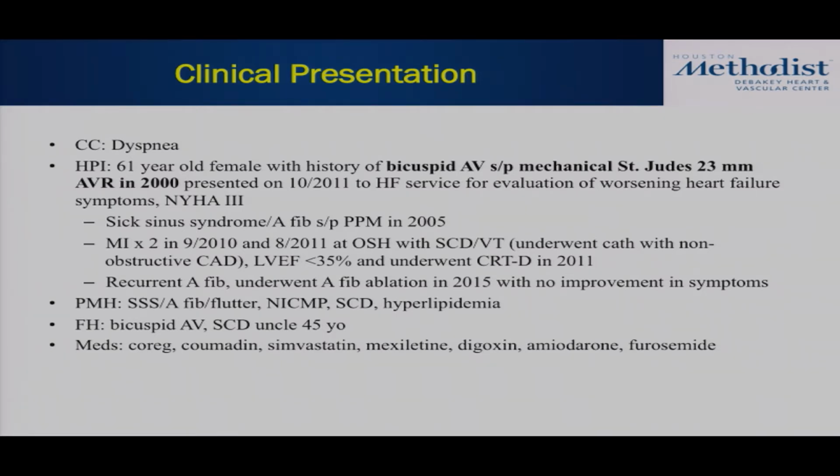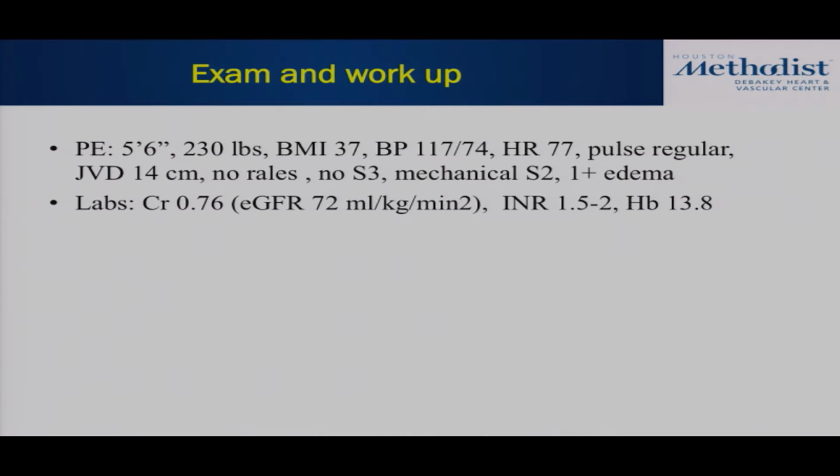She does have a significant family history of bicuspid aortic valve in a first-degree relative and sudden cardiac arrest in an uncle at the age of 45. Listed are her medications: carvedilol, Coumadin, simvastatin, mexiletine, digoxin, amiodarone, and furosemide. So on exam, she's about 5'6", 230 pounds, BMI of 37. Blood pressure was 117/74, and a heart rate of 77. Pulse is regular, JVD was up, no significant rales on exam, and she did have a mechanical S2 sound on exam and some lower extremity 1+ edema.